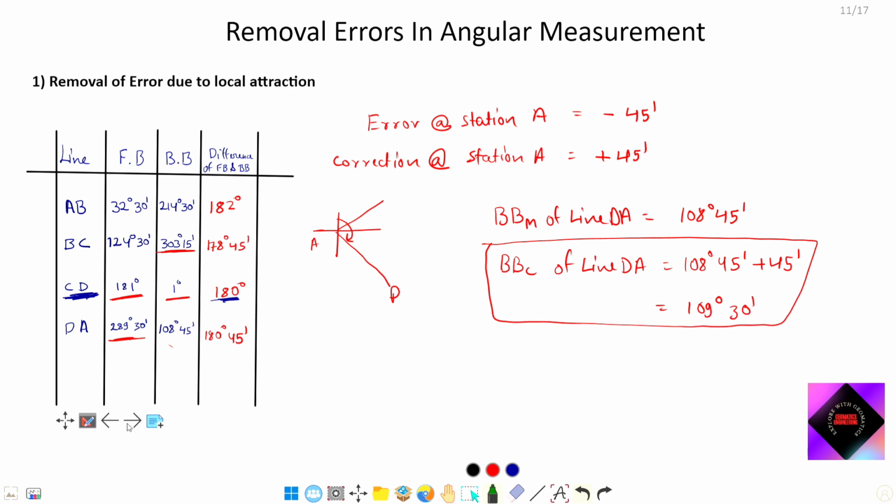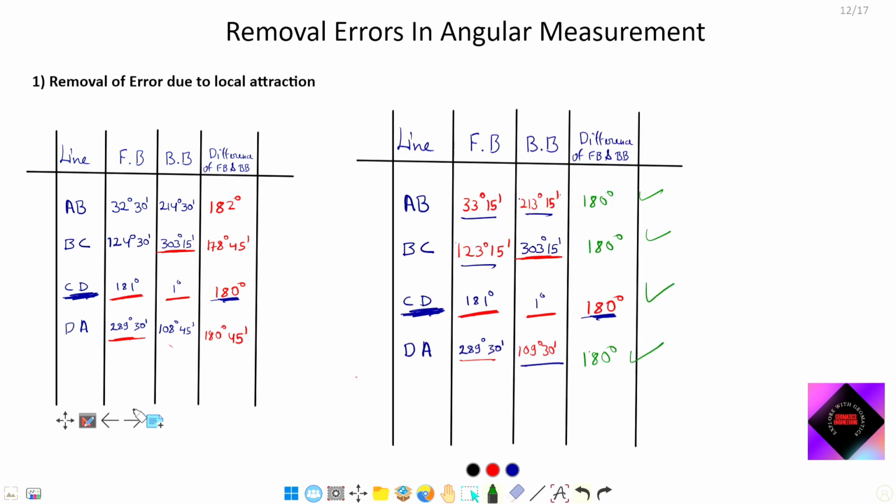And using this we have calculated all the corrected readings, and all the differences come out to be 180 degree. So in this way we have done it.